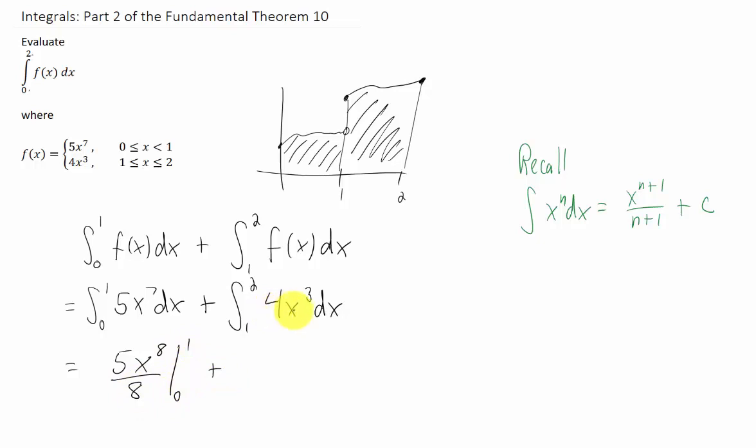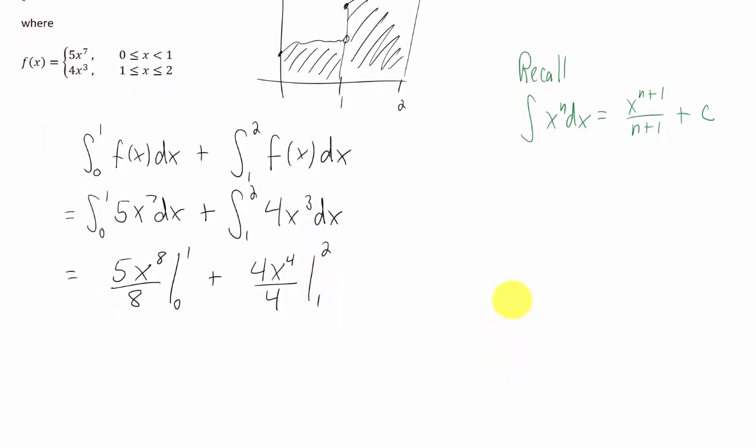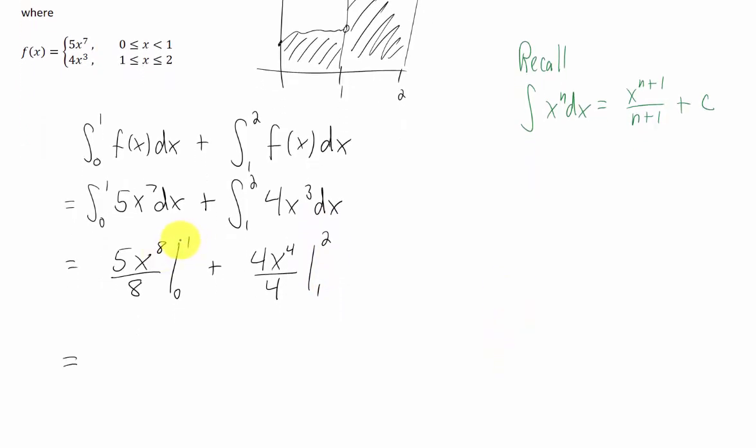The integral of 4x cubed requires us to add 1 to the power of 3 here, giving us 4x to the 4th, and then we divide by that power of 4. And we evaluate that result between 1 and 2. Now we can just use the fundamental theorem of calculus, part 2, which says that we plug in our upper limit of integration here, and we subtract and plug in our lower limit of integration. We're going to do that twice. We're going to do that once for each one of these results.